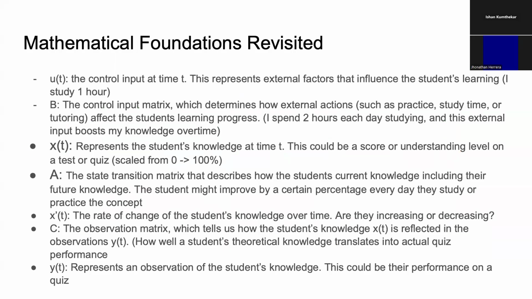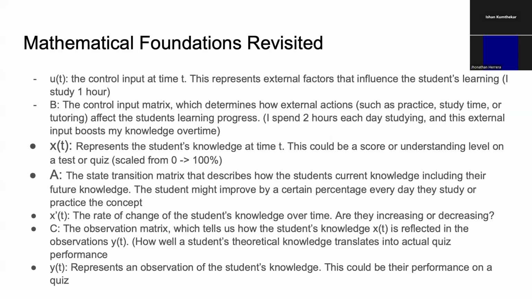So I'm going to talk about a student's brain, okay? U is a control input at time t, and this represents the external factor that influences the student's learning. For example, it could be I study 1 hour. So the 1 hour could be the input.